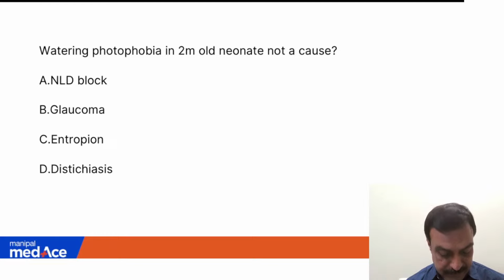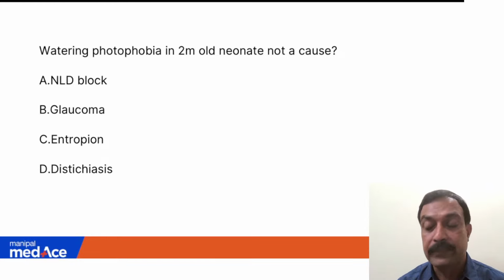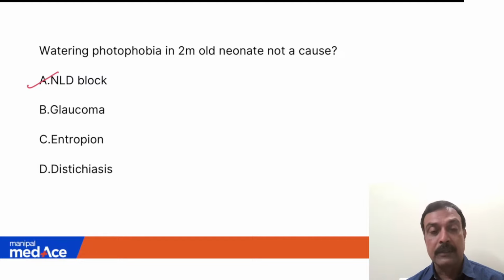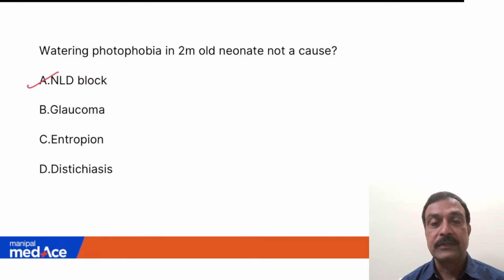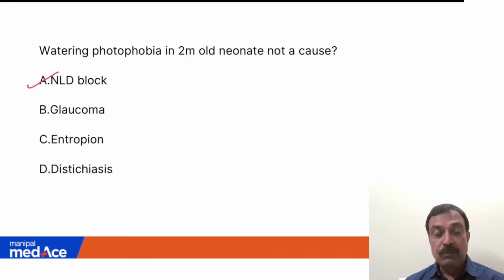Whereas all the other things, that is glaucoma and entropion, they are all responsible for photophobia. So here the correct answer is NLD block. Okay. I hope many of you have got this answer correct. As I told you, a few of the questions are straightforward and easy to answer. So let us move forward.